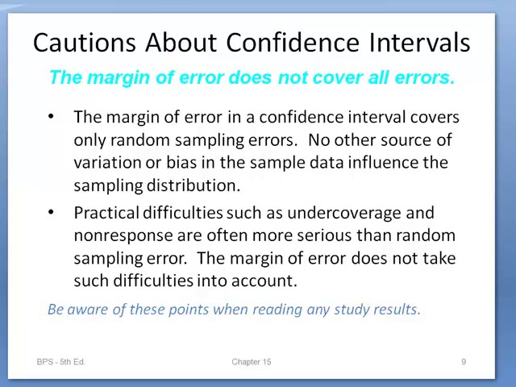Now, cautions about the confidence interval. The margin of error doesn't cover all errors. The margin of error only covers the error due to random sampling errors. No other source of variation or bias in the sample data influences the sampling distribution. Practical difficulties, like undercoverage and non-response, are more serious than random sampling errors, and the margin of error doesn't take those difficulties into account. So be aware of these points when you read any study, because if they got a sample erroneously or sloppily, the confidence interval they get may be, again, unreliable.